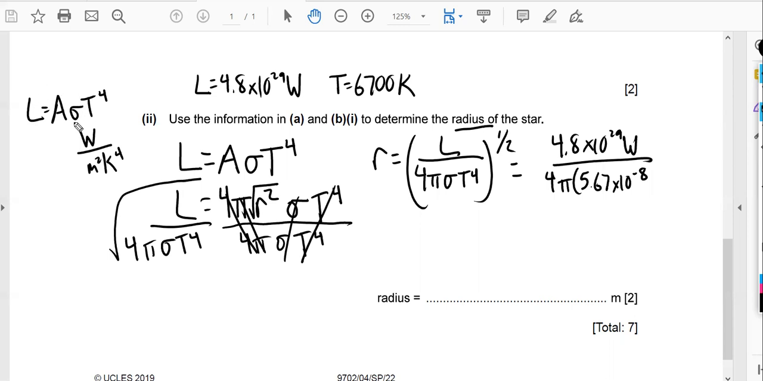It has sameness, the same units on each side. So luminosity measured in watts, area would be in meters squared. And so we need to cancel those square meters out with the units of this constant of proportionality, right? And temperature to the fourth power would be Kelvin to the fourth.